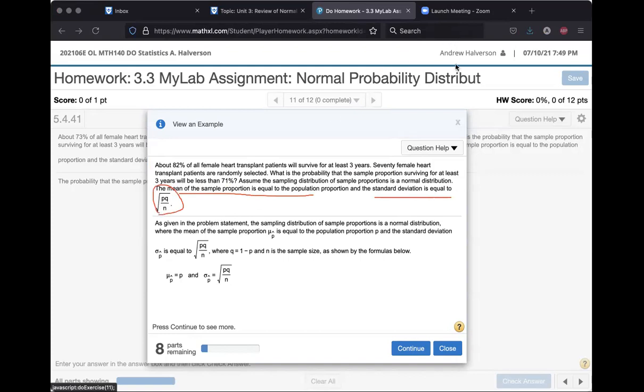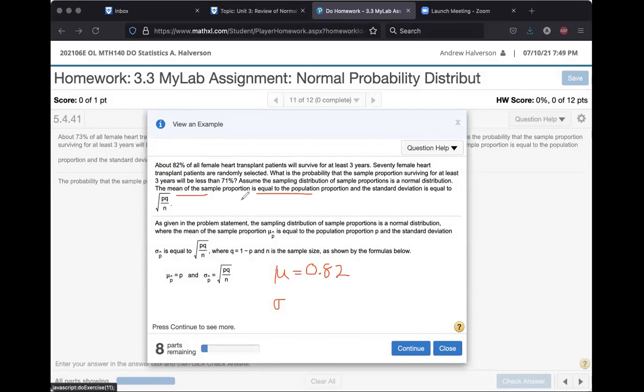Okay, so what do we do? Well, we need to first start off by finding what is the mean and what is the standard deviation. Now, the problem tells us that the mean of the sample is equal to the mean of the population. So what is the mean? Well, it tells us right here. 82% of female heart transplant patients will survive for at least 3 years. That's the mean. So instead of writing 82%, convert it to a decimal, 0.82.